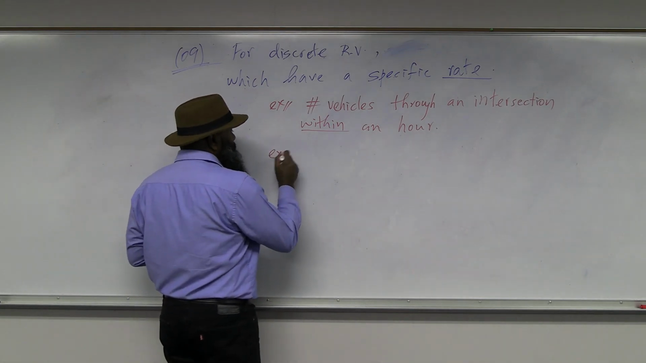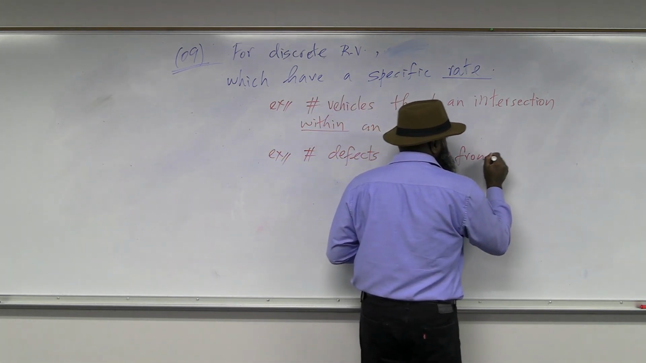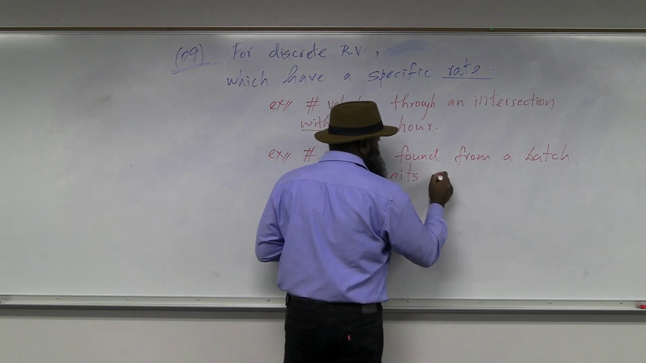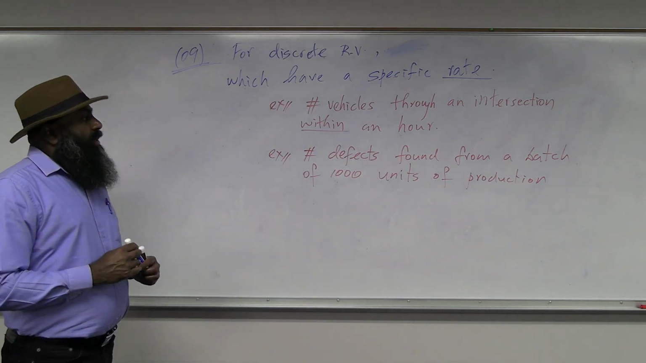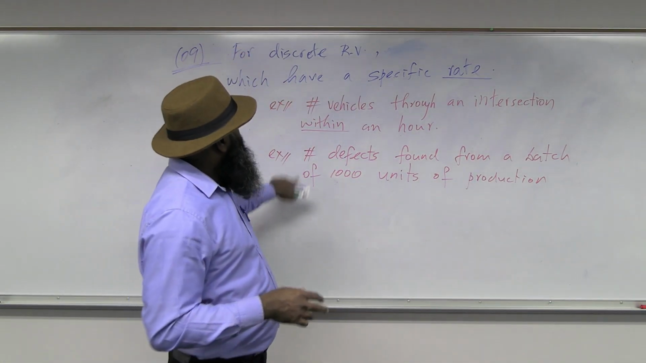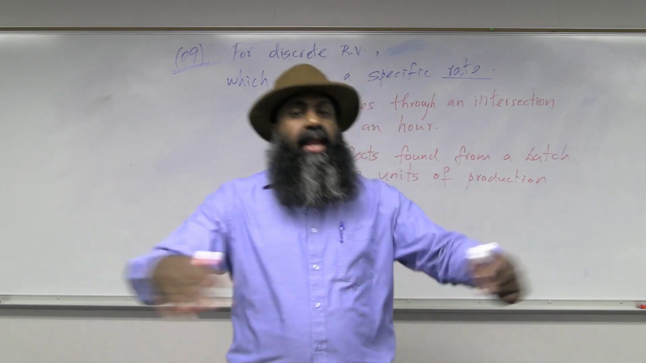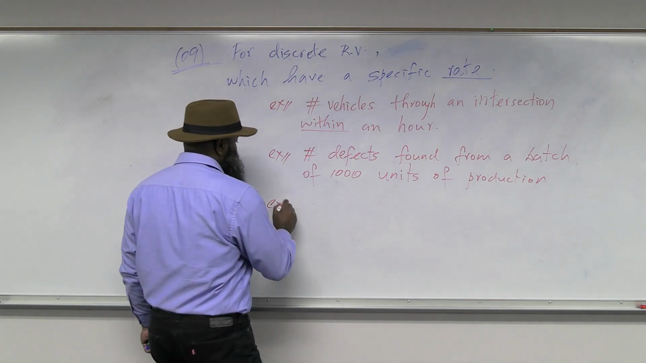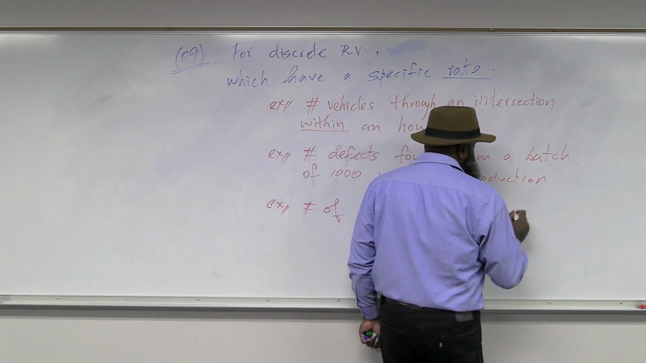And another example could be number of defects found from a batch of 1,000 units of production from a factory. So likewise, when you define it as a certain rate, we can use the Poisson distribution most likely. Another example could be you observe a certain area and you try to find how many landmines exist in that area. Number of landmines in 1 square mile.